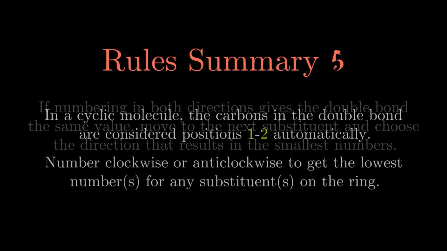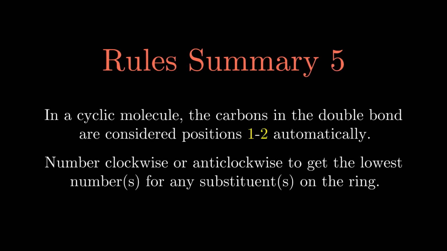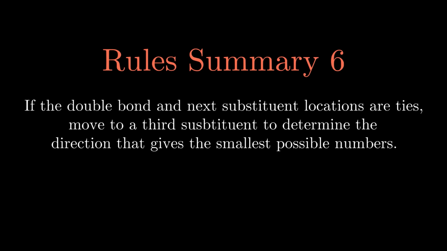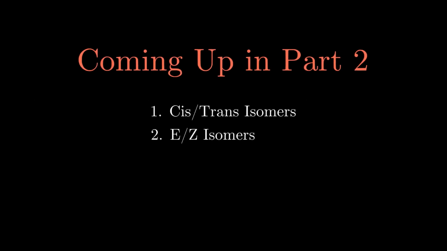When numbering for both directions results in the same location for the double bond, ensure a substituent gets the lowest possible number. In a cyclic molecule, the double bond is considered position 1, 2 automatically. Then number clockwise or anti-clockwise to determine the direction that gives the lowest numbers. If the double bond and next substituent is a tie, move to a third substituent in order to determine the direction that gives the smallest possible numbers. In part 2, we will encounter cis and trans isomers of alkenes, as well as the E and Z isomers.